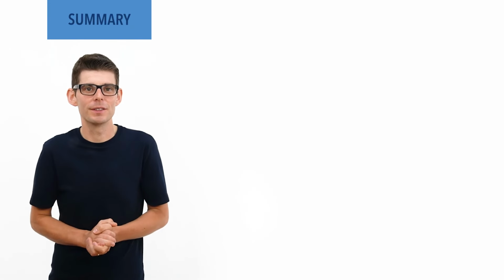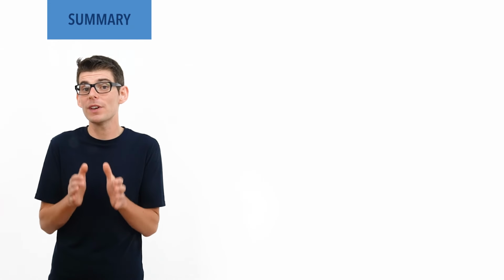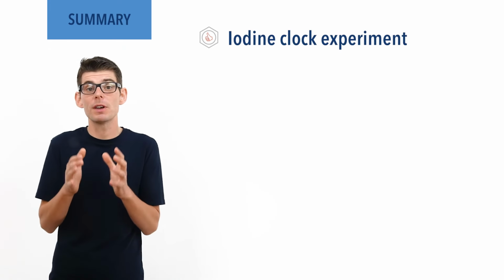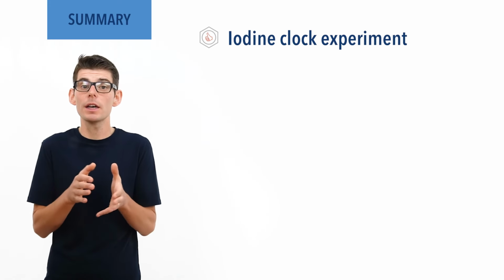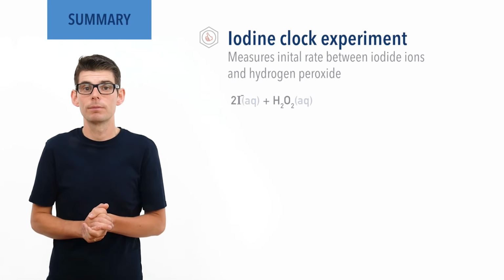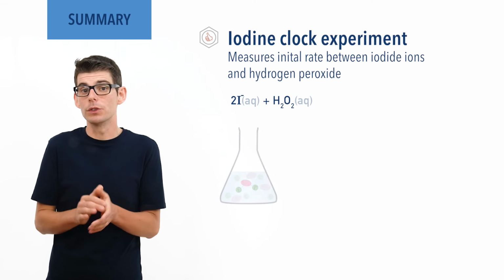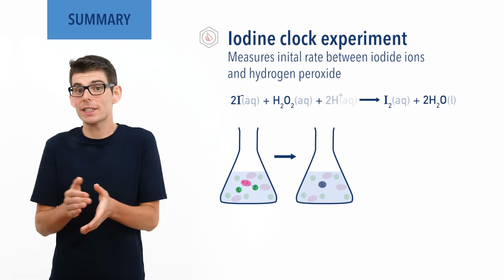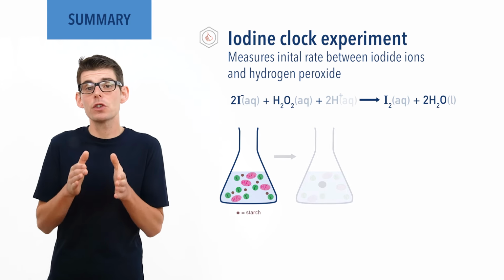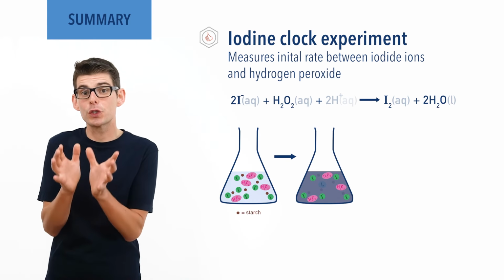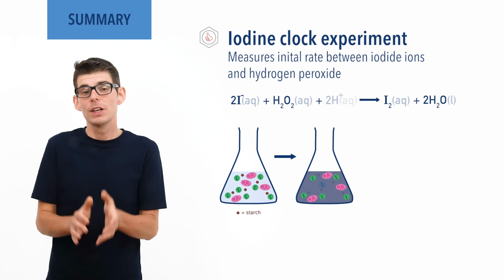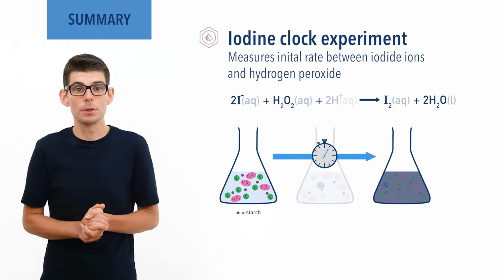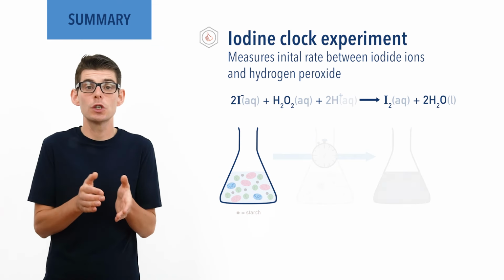So, to summarize, clock reactions can be used to investigate initial rates of reaction. The iodine clock experiment can be used to measure the initial rate of the reaction between iodide ions and hydrogen peroxide. When reacted together, iodide ions and hydrogen peroxide form molecules of iodine, I2. Starch indicator is added to the reaction mixture, and this changes colour to dark blue-black as soon as iodine gets formed. To delay the colour change and measure the time taken for a known number of moles of iodine to be produced, thiosulfate ions are added to the reaction mixture.